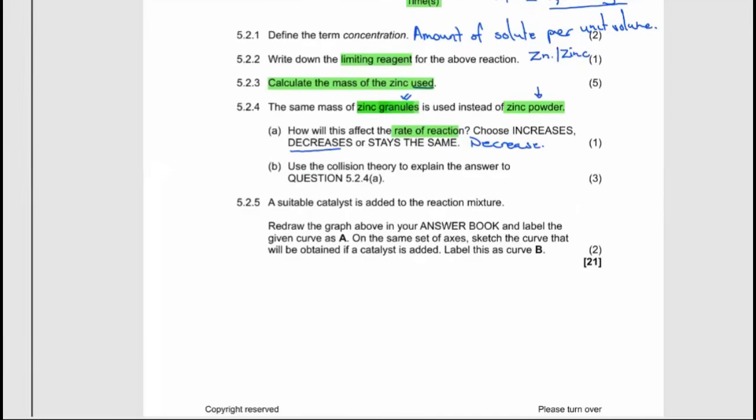Then they are asking us to use the collision theory for 5.2.4b: use the collision theory to explain the answer to question 5.2.4. So this is how we're going to attempt our B. There is a decrease in surface area, because now we're using granules.